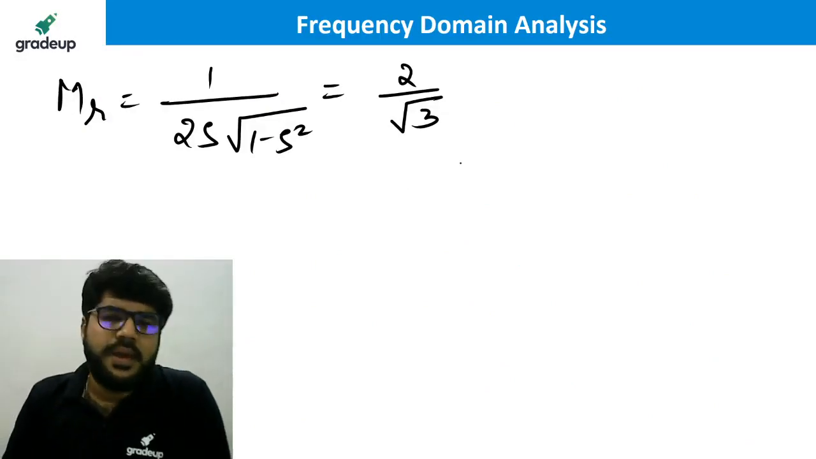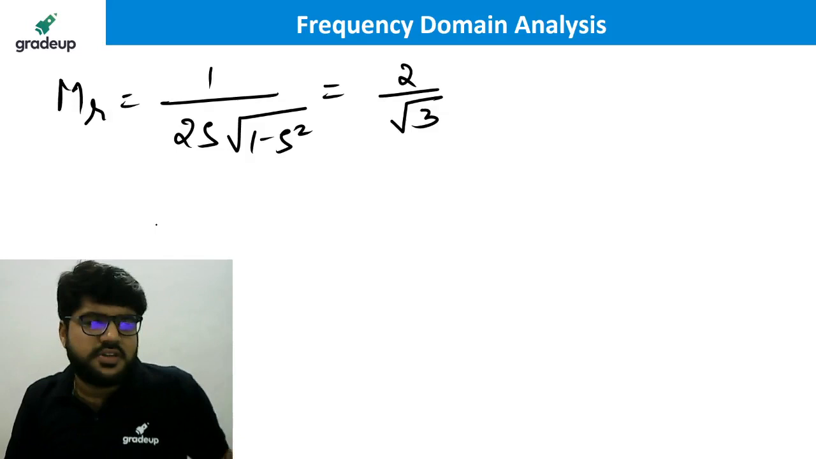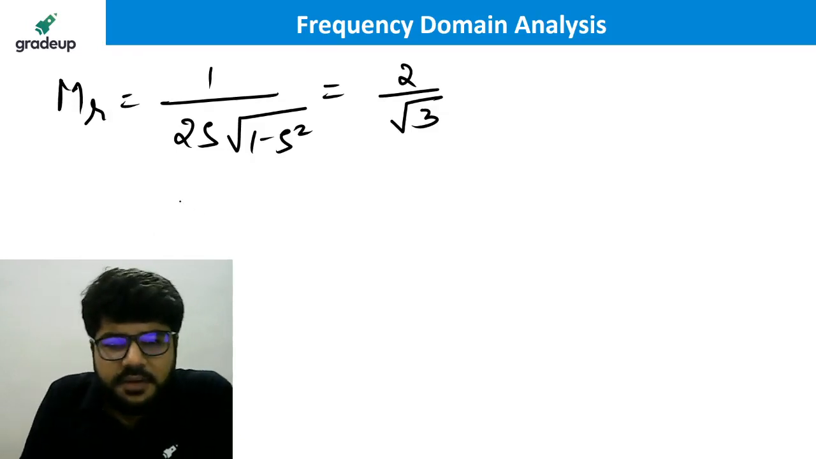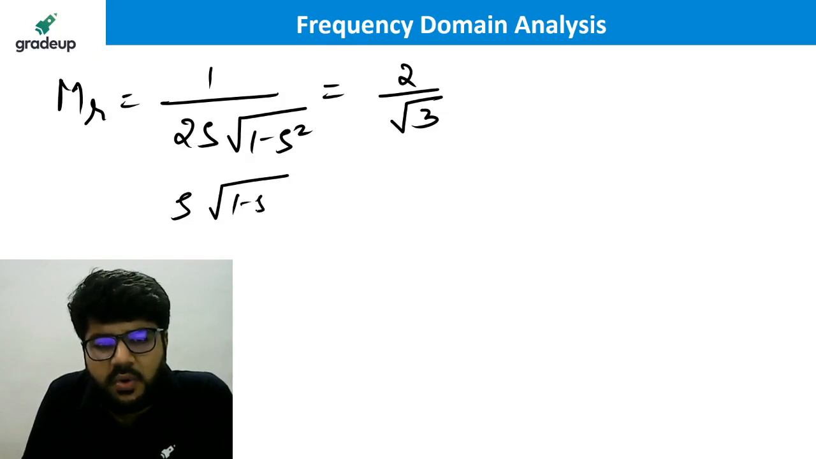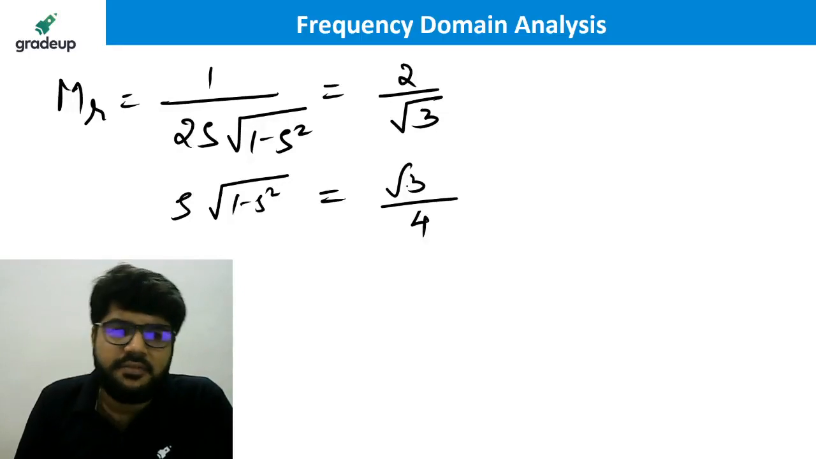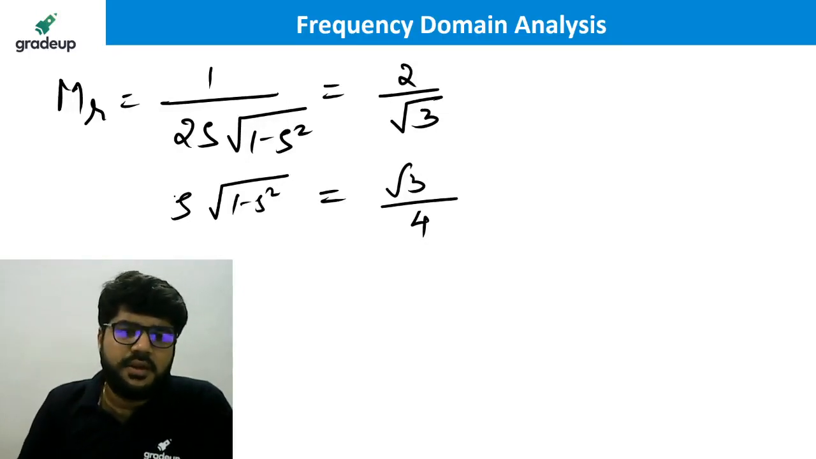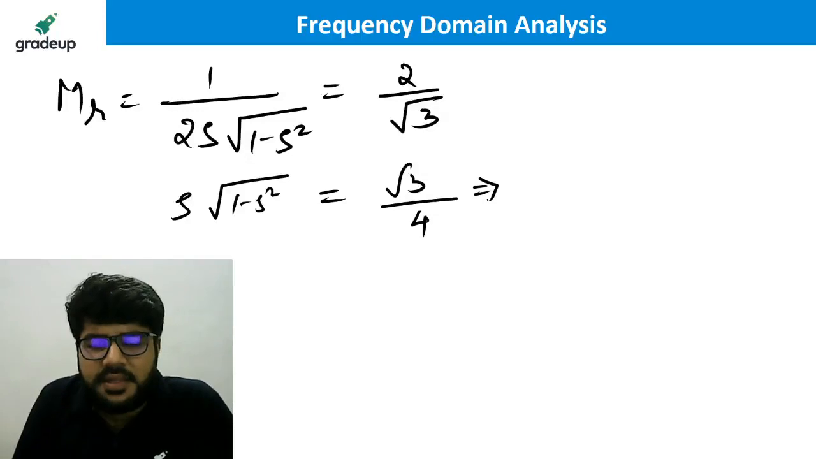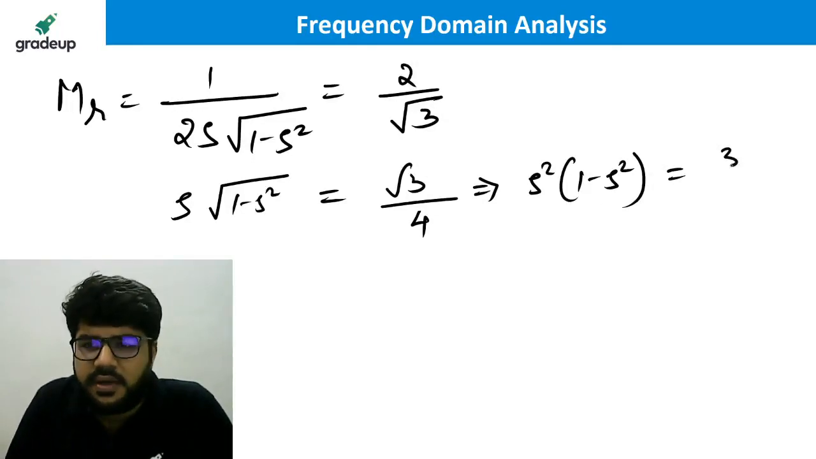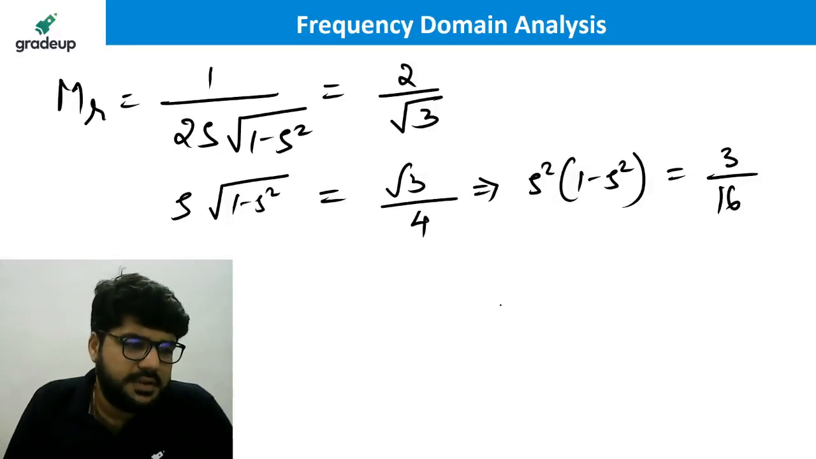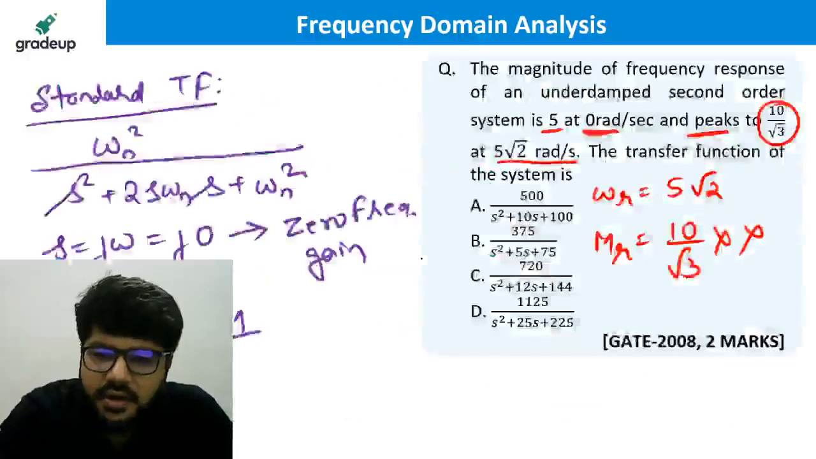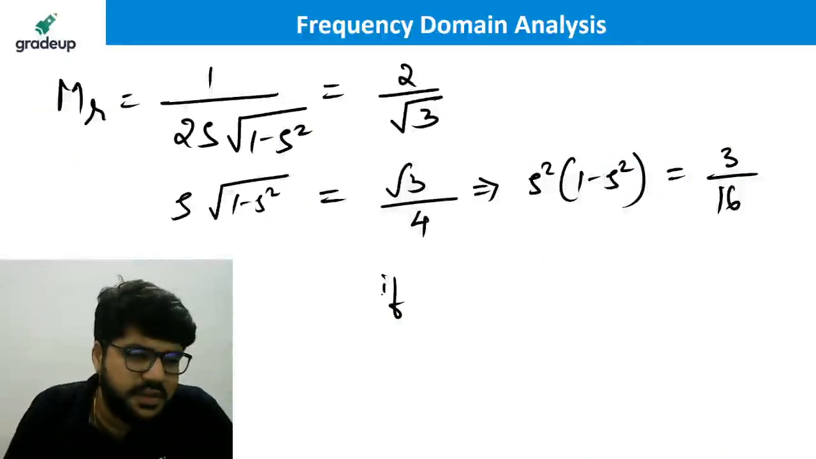That is equal to 2 by root 3. Now first of all, you will be involving yourself in a quadratic equation, right? Zeta into under root 1 minus zeta squared will come up as root 3 divided by 4, with this shifted here and root 3 by 2 shifted here. Take the square: zeta square into 1 minus zeta square equal to 3 by 16. Only one of the options will be correct.